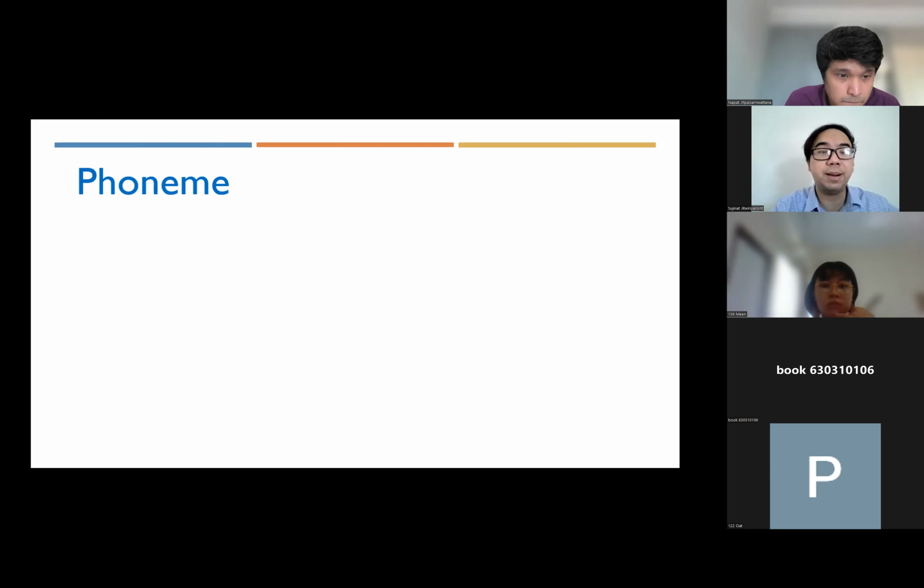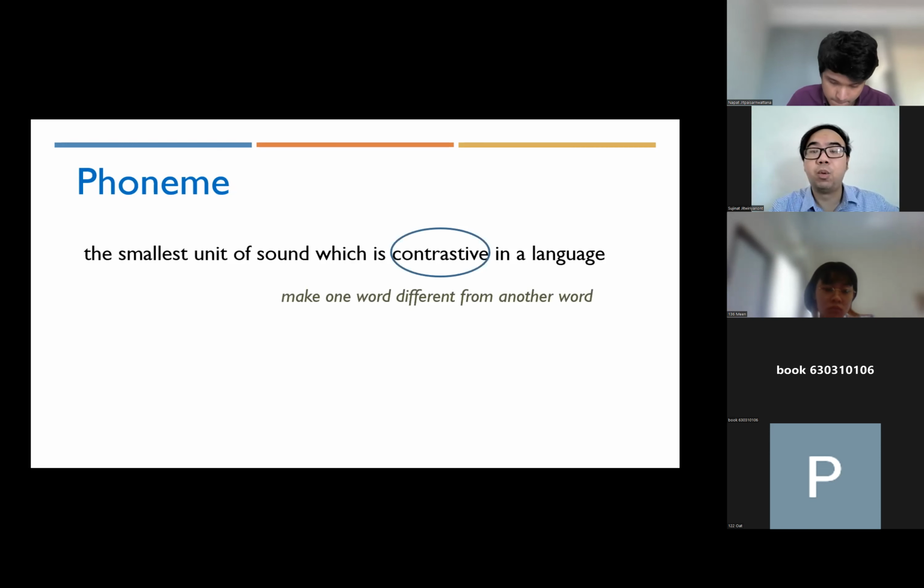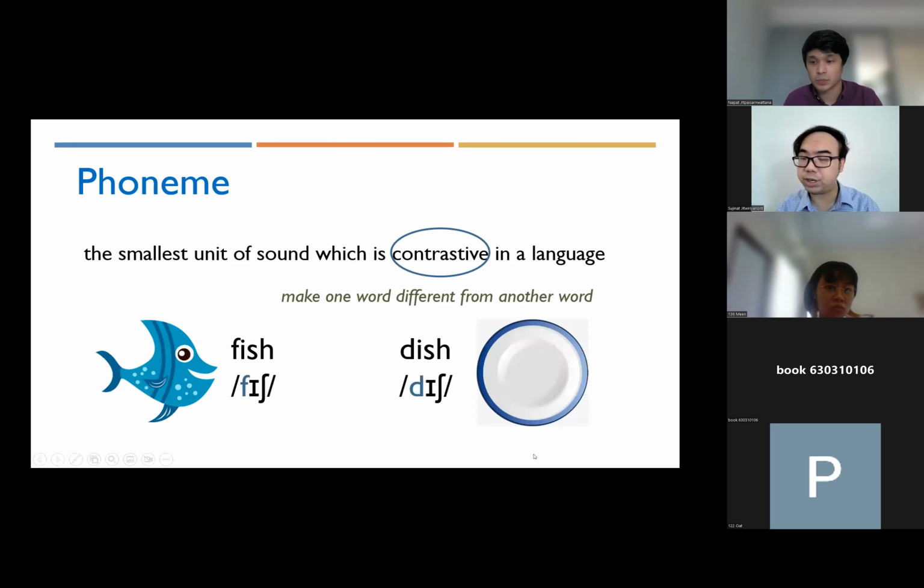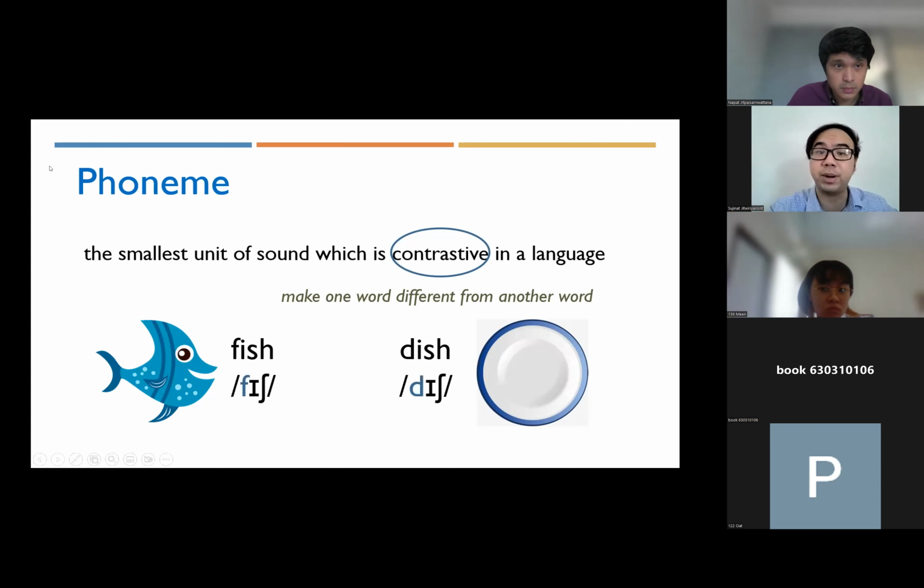A phoneme is the smallest unit of sound which is contrastive in the language. When we say that it is contrastive, that is to say, it can make two words different. Like we have fish and dish, and we know that fish and dish are different words because f and d are different sounds in English. So as long as we can pronounce to make the distinction in meaning exist, this is okay. That is to say, we have a good pronunciation. It is easy to communicate. So f and d are phonemes.